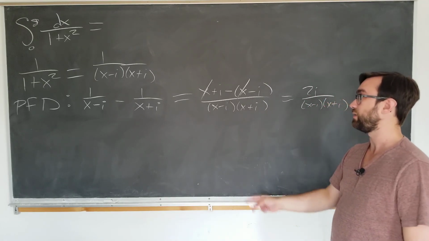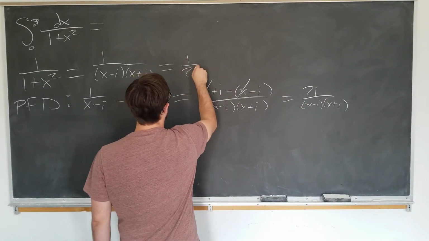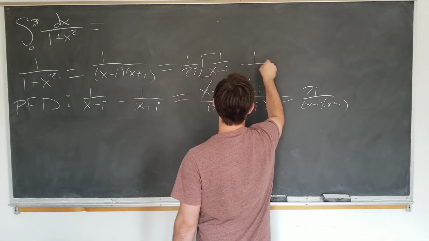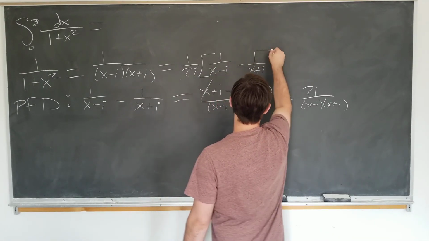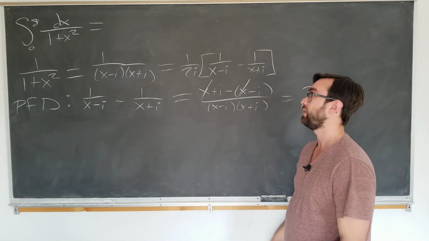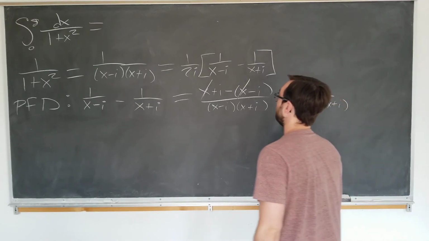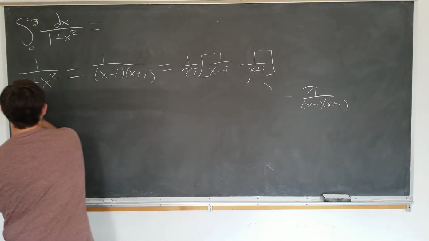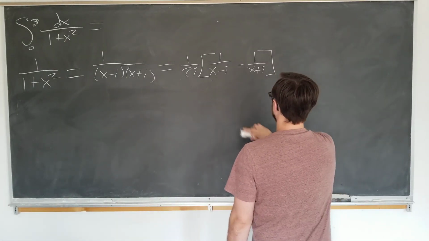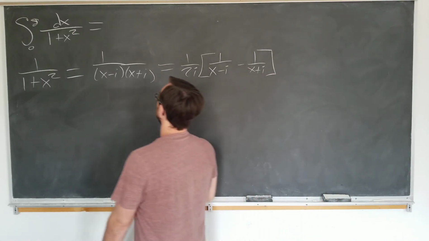So now we can write our expression here as 1 over 2i times 1 over x minus i minus 1 over x plus i. And now you can see that we've split up a quote-unquote difficult integral, at least if you didn't know the arctangent function, into a series of simpler integrals, which we are assuming that we know how to evaluate for the purposes of this video.